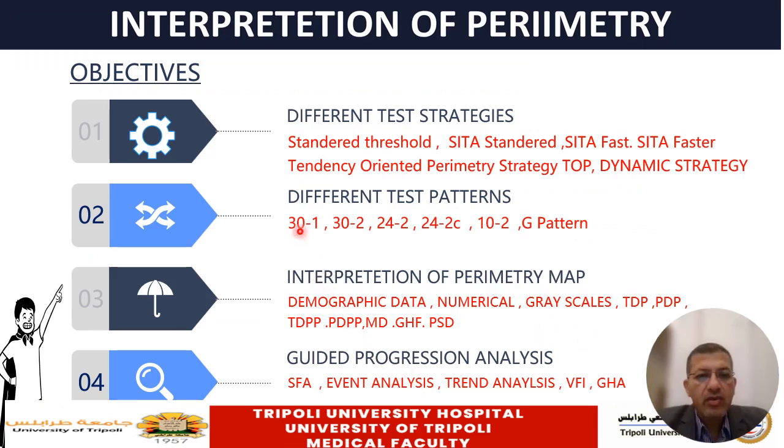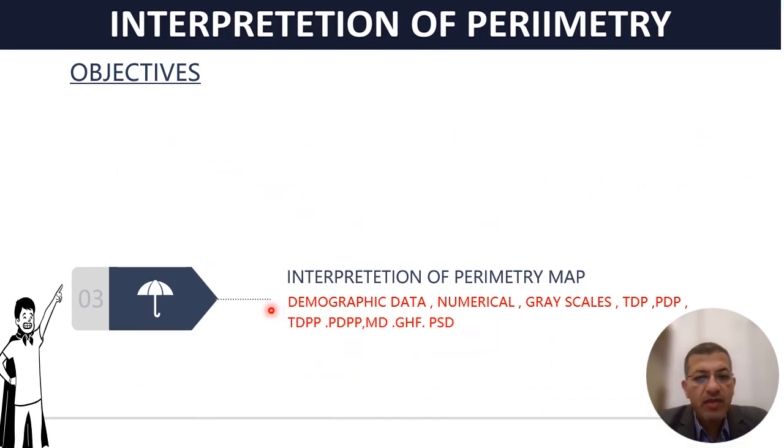Again, to remind you, after we finished the different test strategies and spoke about the different test patterns, now we will come to the third point, that's the interpretation of the perimetry map, starting from each zone, and we will speak about each zone in detail.